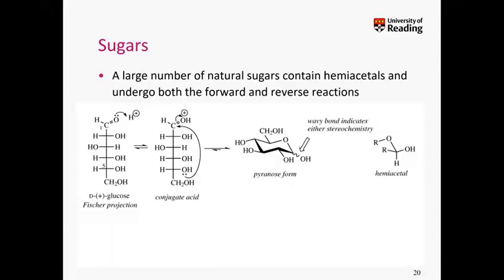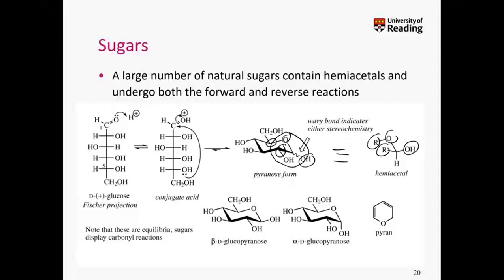But what you can see is this portion here is equal to the hemiacetal. Look, you've got the oxygen here, oxygen here. You've got OH down here, OH over here. You've got R groups here, here, here and here. So a hemiacetal is a model for lots of what goes on in sugars.